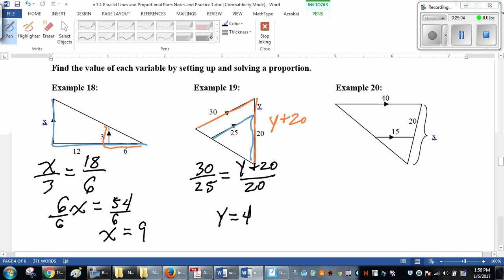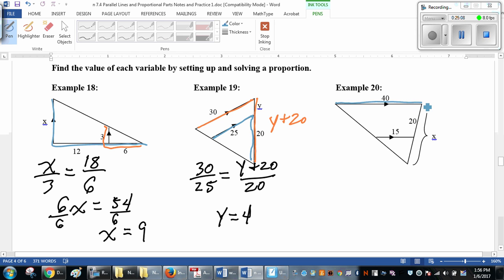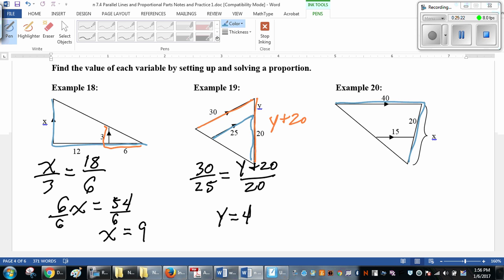All right, let's look at our next one. Again, identify my sides. Whole side of the big triangle, that is x. That's what we want, right? Now, here's where we've got to be careful. When we look at our small triangle, we have a whole side of the small triangle, but we need an expression for that.